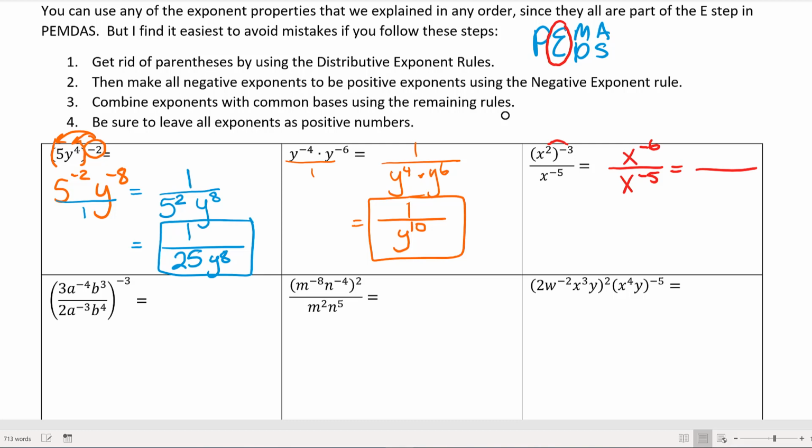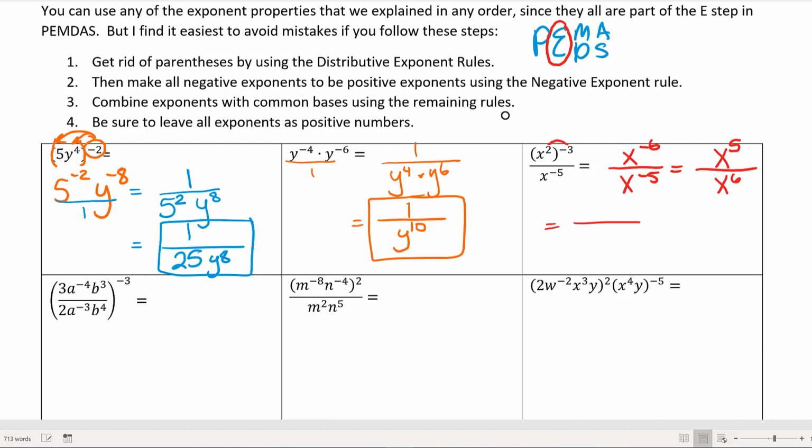Step 2 says make all negative exponents be positive exponents. So the x to the negative 6 was living upstairs, and I want him to move downstairs because he's not happy where he's living, so I move it downstairs, and now he is positive or happy. X to the negative 5 was living downstairs. He wasn't happy about it, so I move him upstairs, and now he is positive or happy.